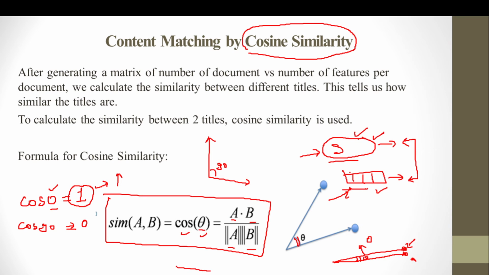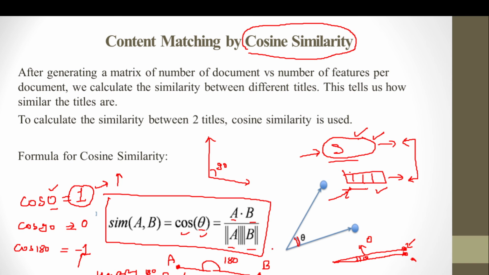Similarly, if we have two items which are completely opposite of each other, one is A, another one is B, then the angle between them will be 180 degrees, and we know cos 180 is equal to minus 1. So when the value of cosine similarity carries a negative sign, that means the items are opposite to each other, like happy versus sad. So happy versus sad, they are just opposite to each other, so the angle between them will be 180 degrees.